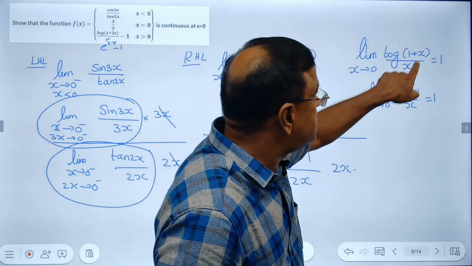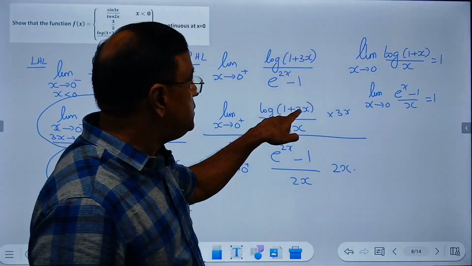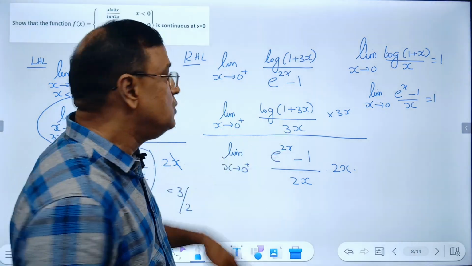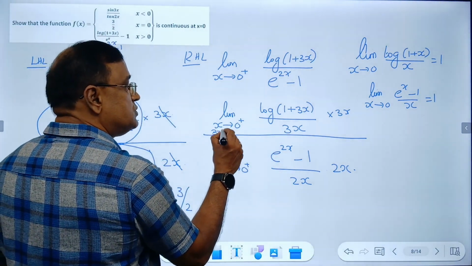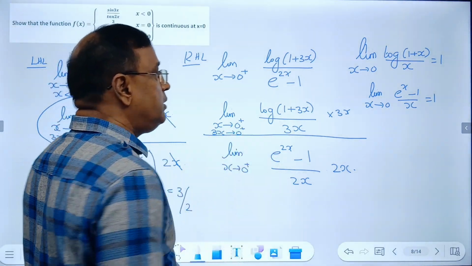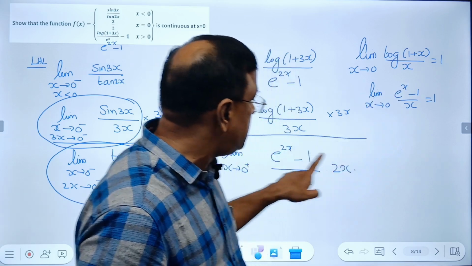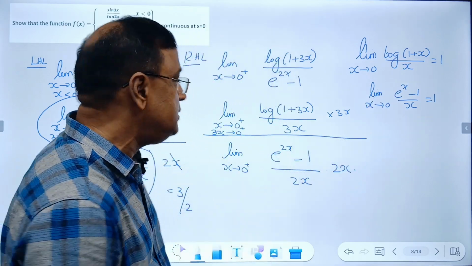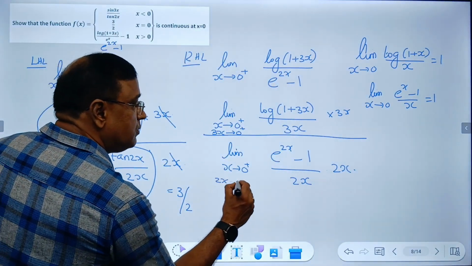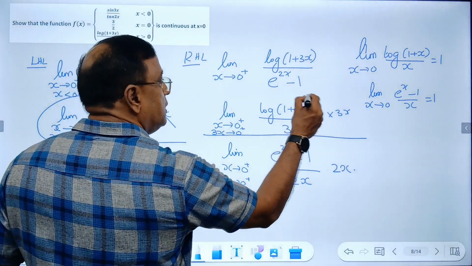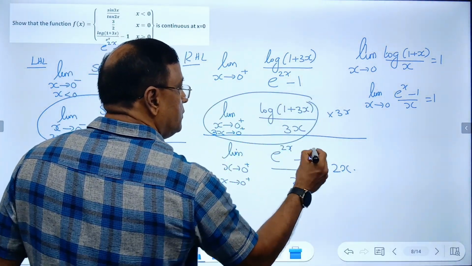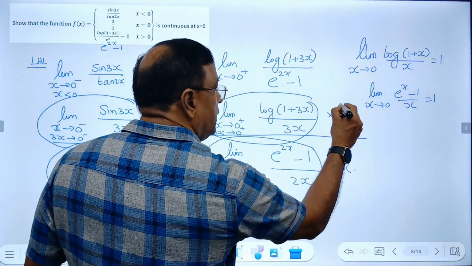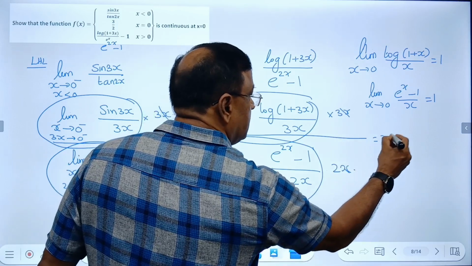So it is x, x and x, whereas here it is 3x and 3x. So I have to put 3x goes to 0. Now here it is x, x and x, but here it is 2x. So I made 2x here, so 2x will go to 0. So obviously this becomes 1, this also becomes 1. x gets cancelled. I get 3 by 2.